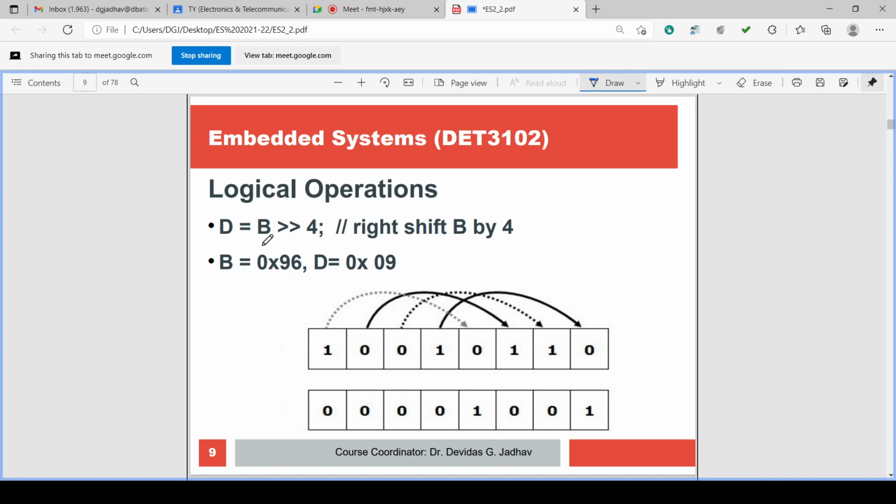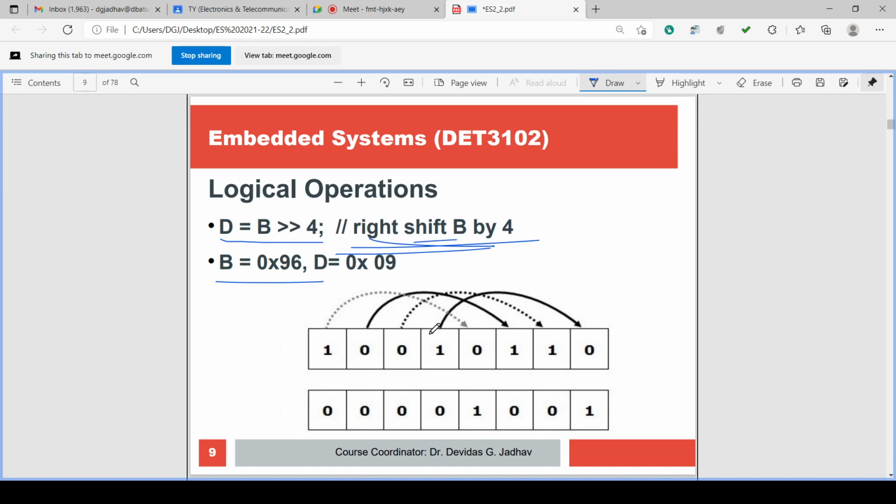Now suppose B is right shifted 4 times. Right shift B by 4. Suppose B is 0x96. So 1001 is 9 and 0110 is 6, that is 96. Then we right shift it by 4.